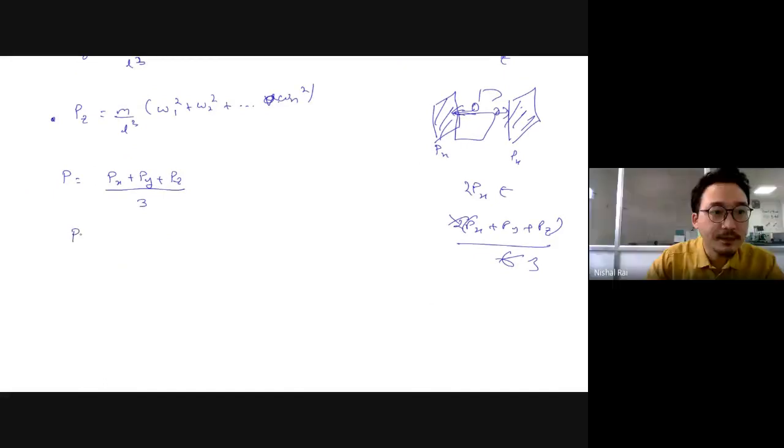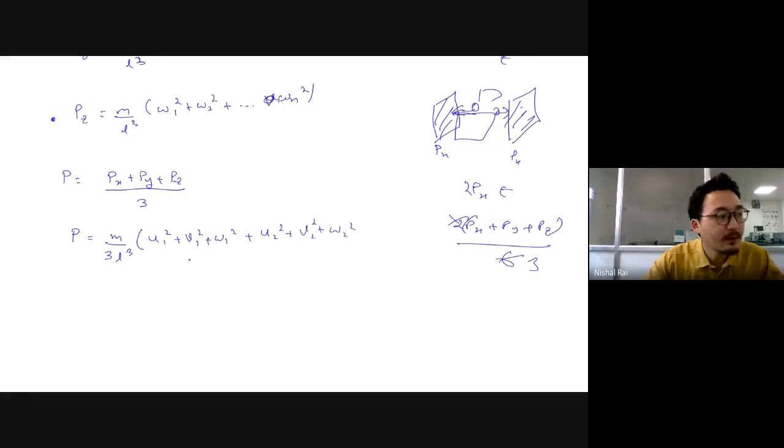So your total pressure will be what? Px plus Py plus Pz. So what you can take this m by 3L cube common, and what you have? U1 square plus V1 square plus W1 square plus U2 square plus V2 square plus W2 square, and so on up to Un square plus Vn square plus Wn square. That's it.